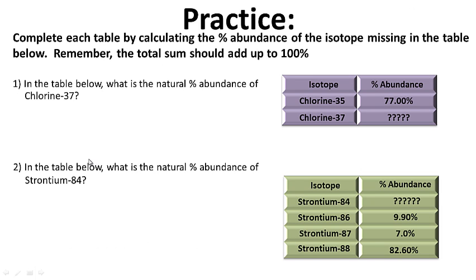All right, so practice here. Complete each table below. And remember, the percent abundance must always add up to 100. Determine the percent abundance of chlorine-37 and the percent abundance of strontium-84. Go ahead and pause this while you work on this. When you're ready to check your work, hit play.